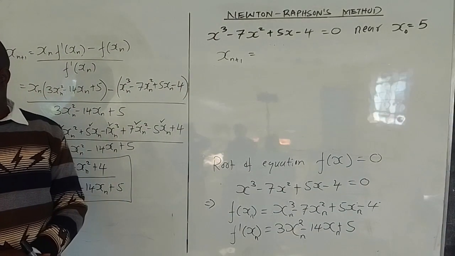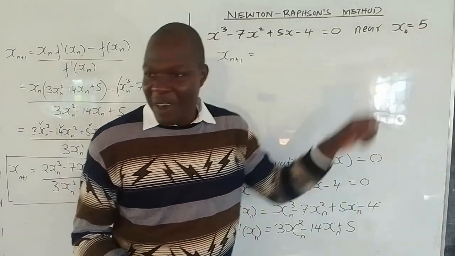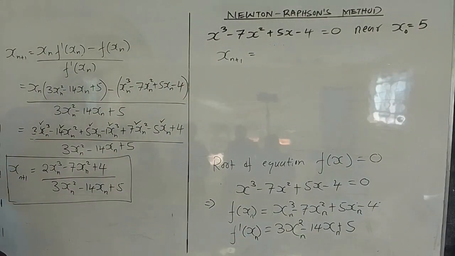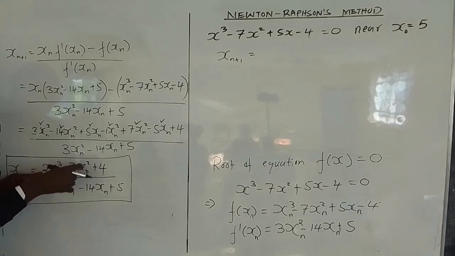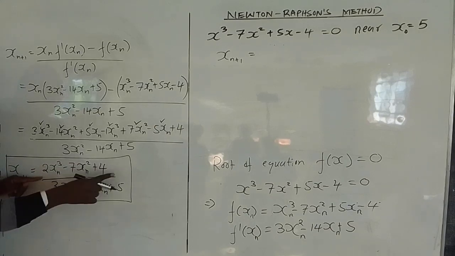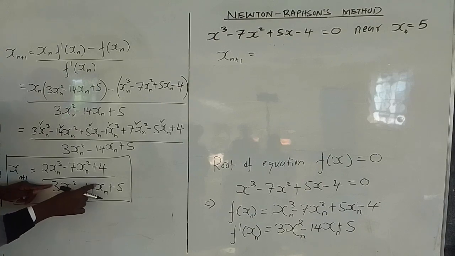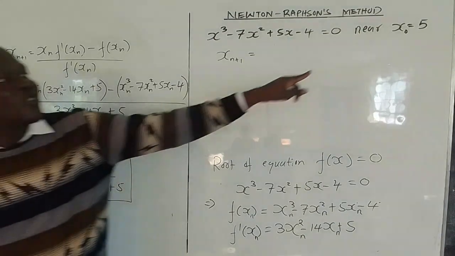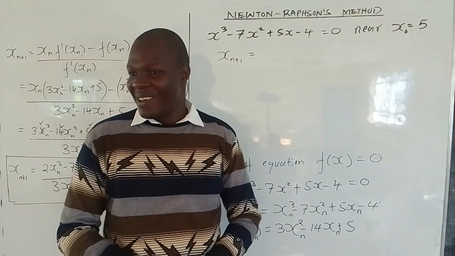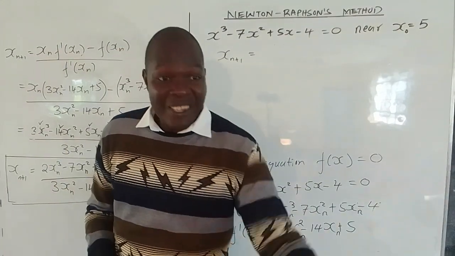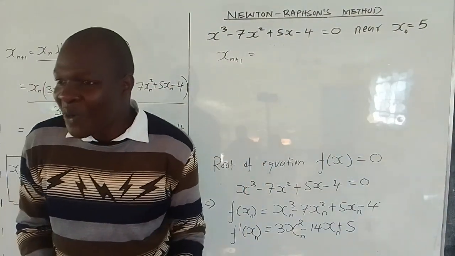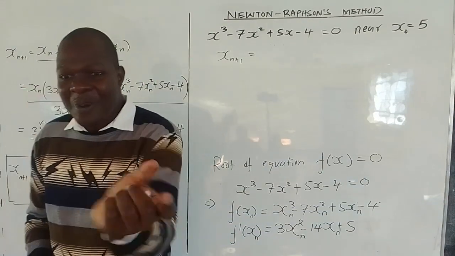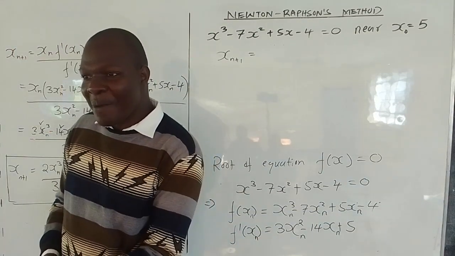Are you getting? You've been told x naught is 5. So it means when n is 0, where there is n, if you put 0, you get x1. Are you seeing that? Good. x1 is equal to 2x naught cubed minus 7x naught squared plus 4 over 3x naught squared minus 14x naught plus 5. And that x naught you've been told, it is 5. So from x naught you get x1, from x1 you get x2, from x2 you get x3, from x3 you get x4. Are you seeing what is happening?